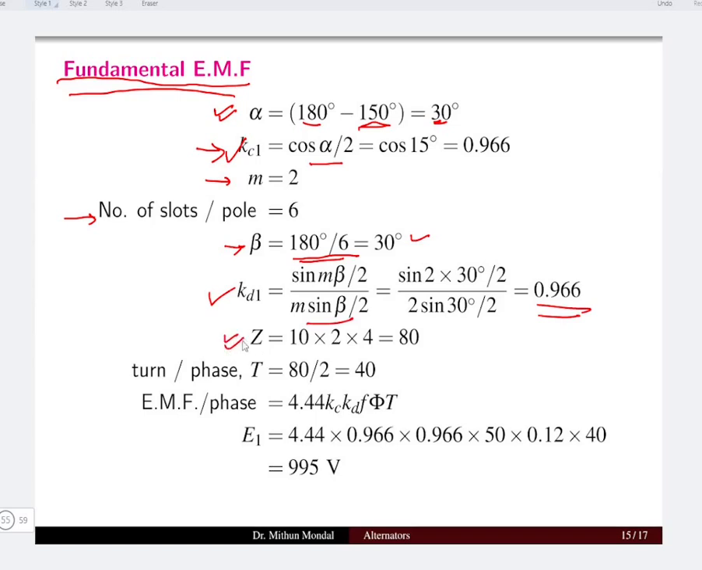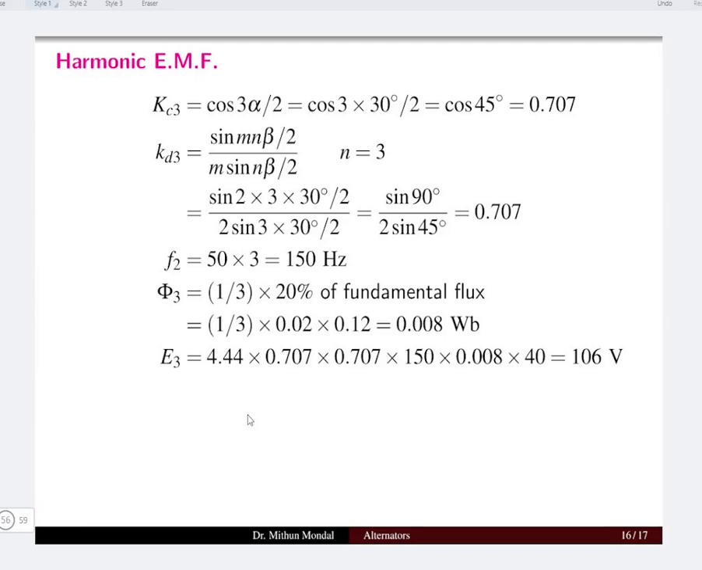The total number of conductors present in the slots is equal to 80, and hence the turns per phase will be half of that, which is equal to 40, because 2 conductors make 1 turn. In the EMF per phase equation, we can put 4.44 Kc Kd frequency flux into number of turns, and hence the fundamental component of the EMF is 995 volt. Here no harmonics are present. In the second case, we need to take the effect of harmonics.